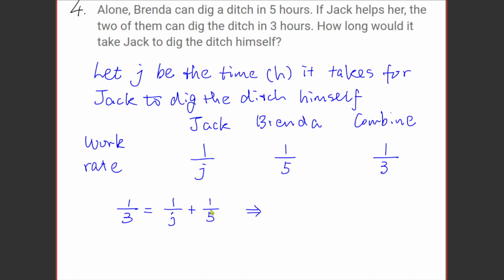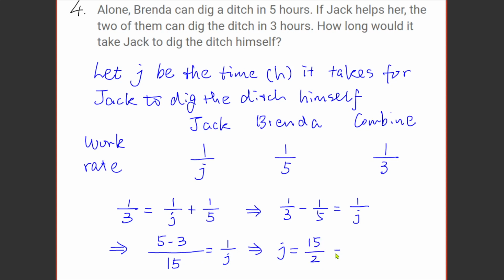So first of all, we can move 1/5 to the left side. This gives us 1 over 3 minus 1 over 5 equals 1 over J. And this gives us, we could rewrite the left side using the common denominator 15. So 5 minus 3 here equals 1 over J. Therefore, we know J should equal the reciprocal of the left side, which is 15 over 2. And that gives us, well, you could just keep 15 over 2 there.